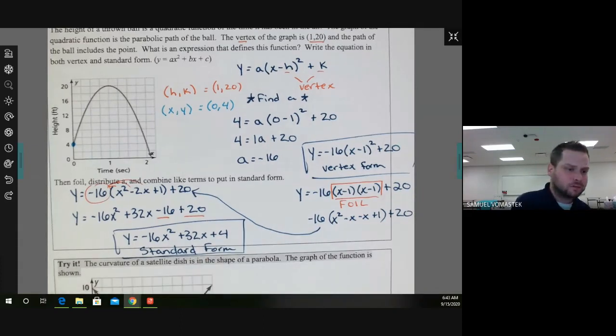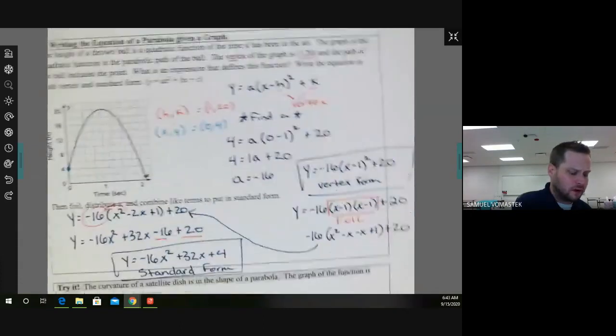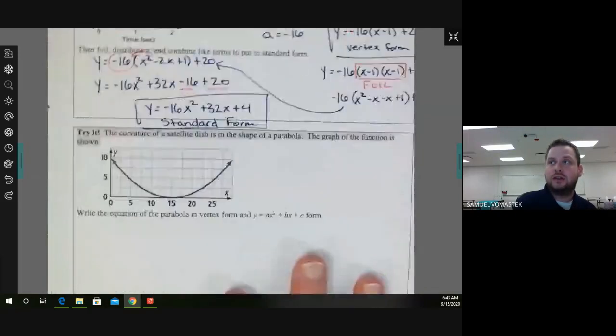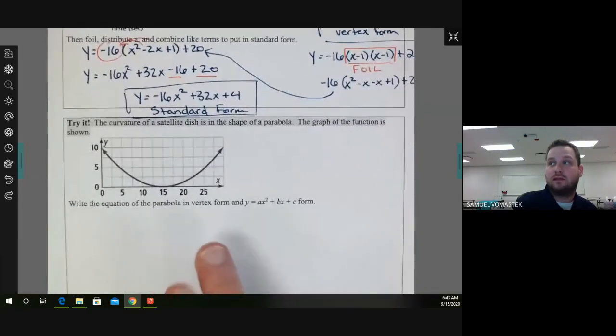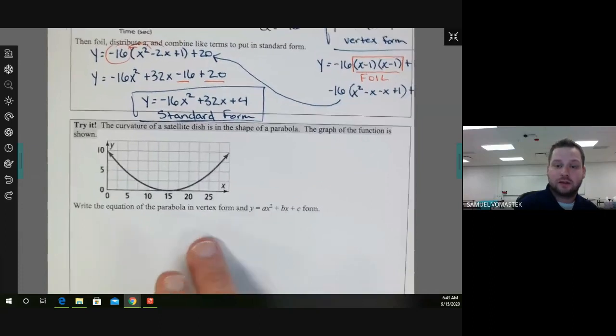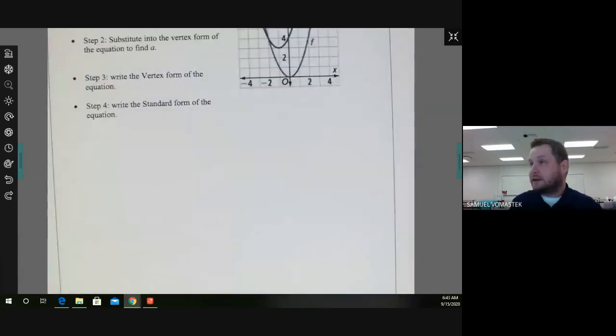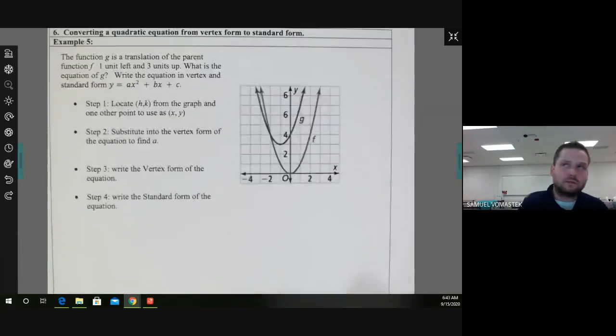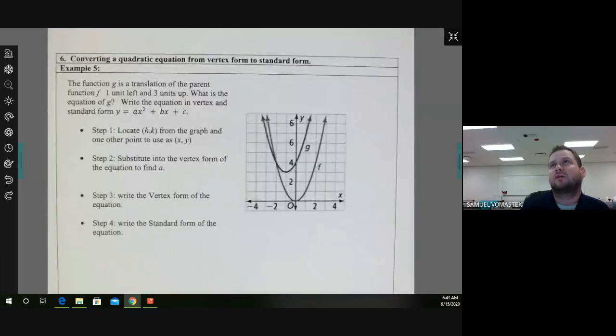So now, I got one more example for you. Make sure you try it on your own. When we meet live, I'll work through it to make sure everyone's on the same page. Last example for 2-1. We want to convert a quadratic equation from vertex form to standard form. They tell you that the function g is a translation of the parent function f. So we're going 1 unit left, 3 units up. They want to know what is the equation of g.